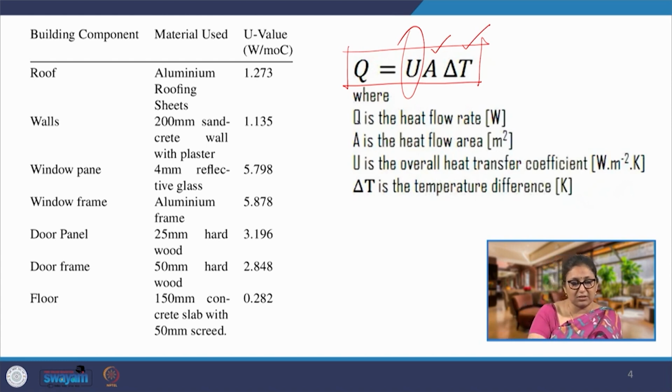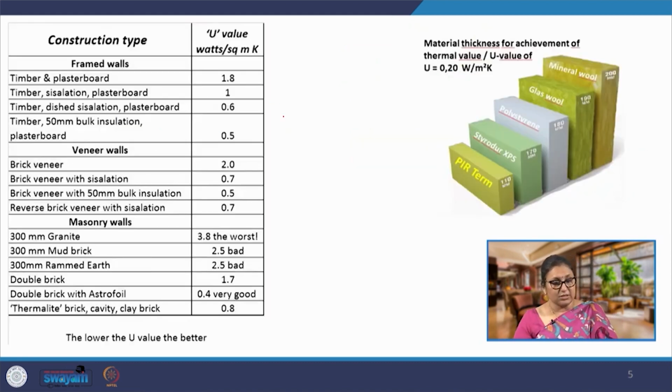Now, let us look at the different options that we have. For example, if we have a sandcrete wall with plaster, the approximate U value is 1.135. If you look at some of the other typical values, for example, a typical double brick has a U value of 1.7. Of course, these U values will also change from region to region. The bricks in India and the construction quality have a role to play in the final U value that we get. Suppose we have walls with insulation, the U value reduces to as low as 0.4, which is a direct reduction.